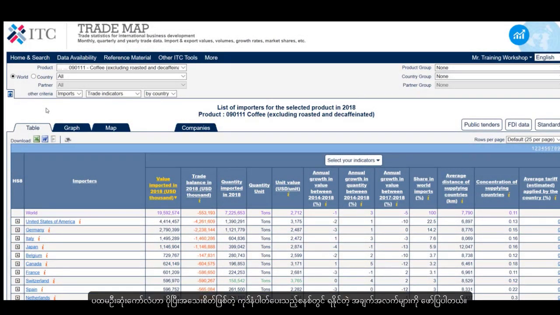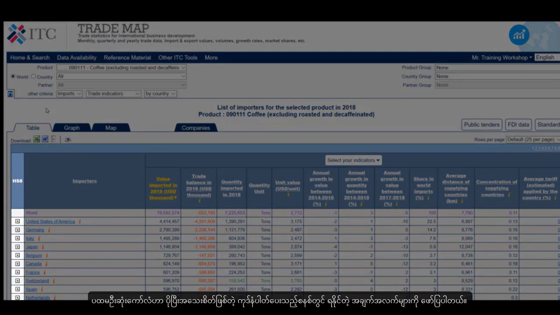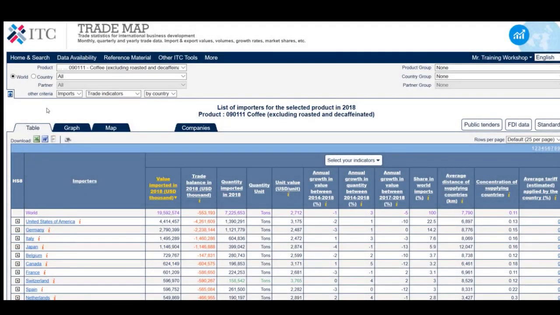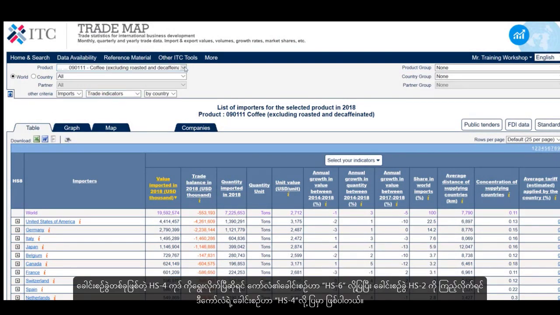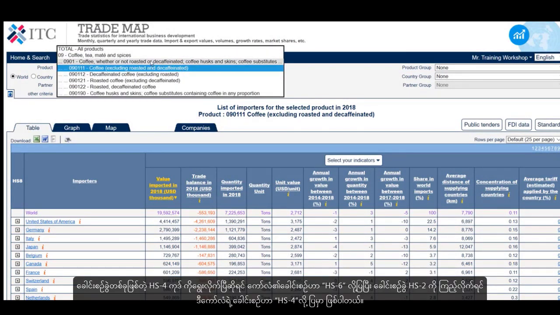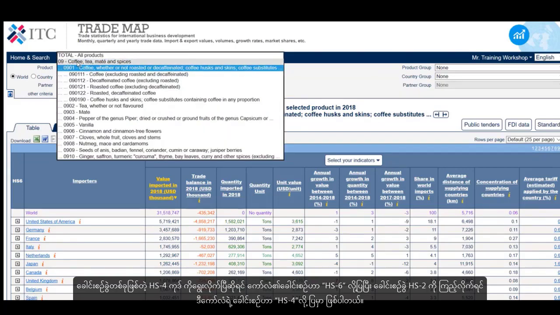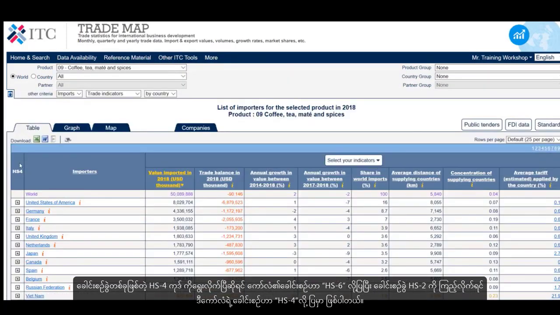The very first column identifies the availability of information at a more detailed level of coding. Since we are currently looking at the product level HS6 data, the heading reads HS8, which refers to the national tariff lines of this country. When we are looking at subchapter data, HS4, the heading reads HS6, and if we are looking at the chapter level, the HS2 level, the heading of this column states HS4.